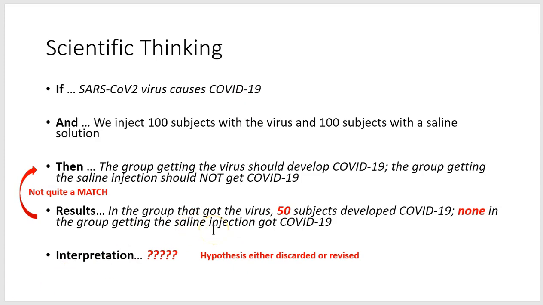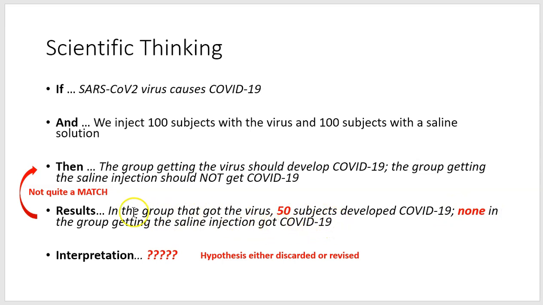Here's an example of where the results might not match the prediction. Again, the prediction was the group getting the virus should develop COVID-19. The group getting saline should not get COVID-19. The actual results, let's be careful here: in the group that got the virus, 50 subjects developed COVID-19. So only half the people got the disease, although they were all exposed to the virus. In the control condition, none in the group getting the saline injection got COVID-19.